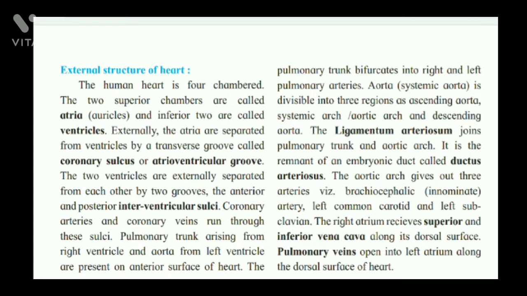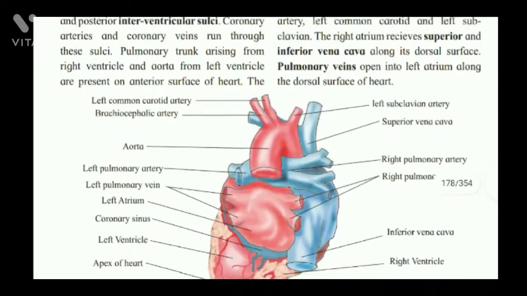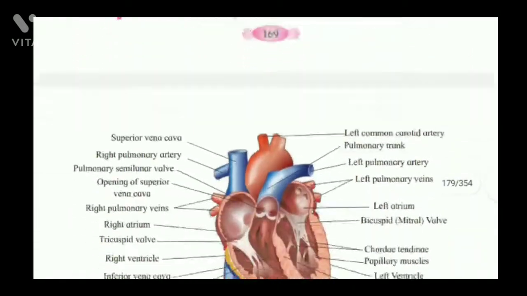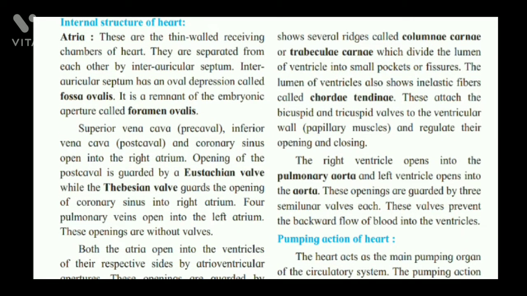The right atrium receives the superior and inferior vena cava along its dorsal surface. The pulmonary veins open into the left atrium along the dorsal surface of the heart. Now let's come to the internal structure of the heart. Atria. These are thin-walled receiving chambers of the heart.